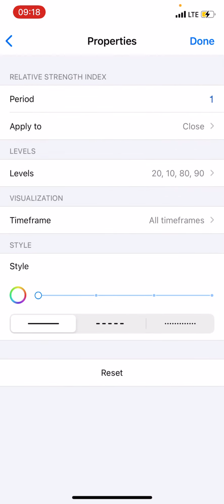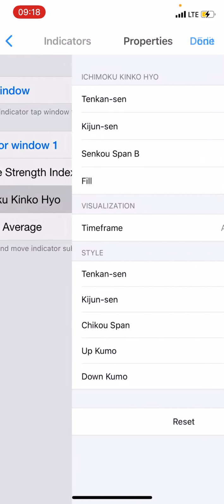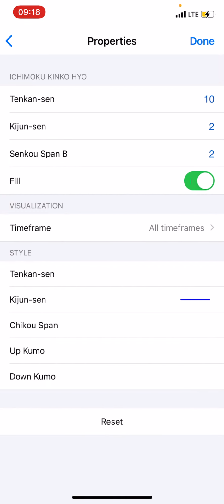Okay, so when you're done, you click on done, you go back, and the second one you have to add is the Ichimoku. The settings for the Ichimoku: the first one is 10, the second is 2, and the third one is also 2. Of course, you're going to click on the fill. Then the color I use is the second one, the Kijun Sen is blue. When you're done, you click on done.